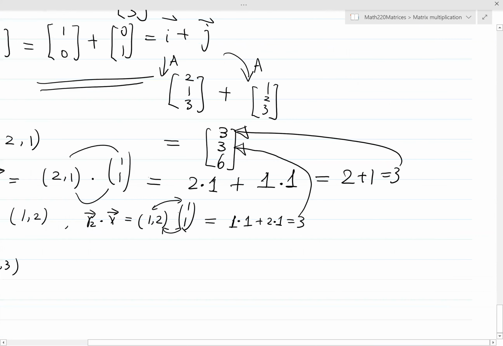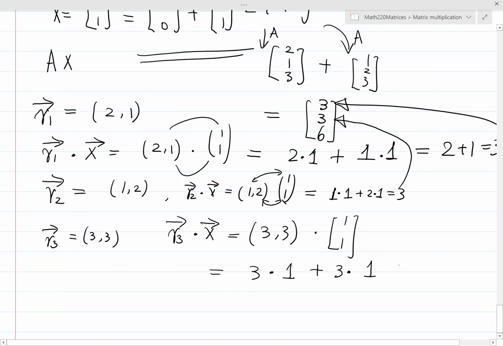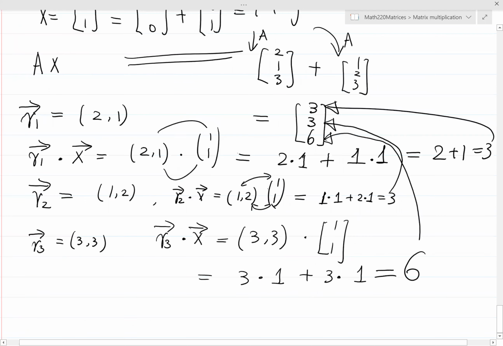Now indeed, you see R3 dot product with X. We already know R3 is 3, 3. Dot product with X, 1, 1. So we get 3 times the first component 1, and 3 times the second component 1, which is 3 plus 3, which is again 6. You see, which is exactly the 6 here. So for multiplication, we can either use row operation, or we can also use column operation. We get the same result.